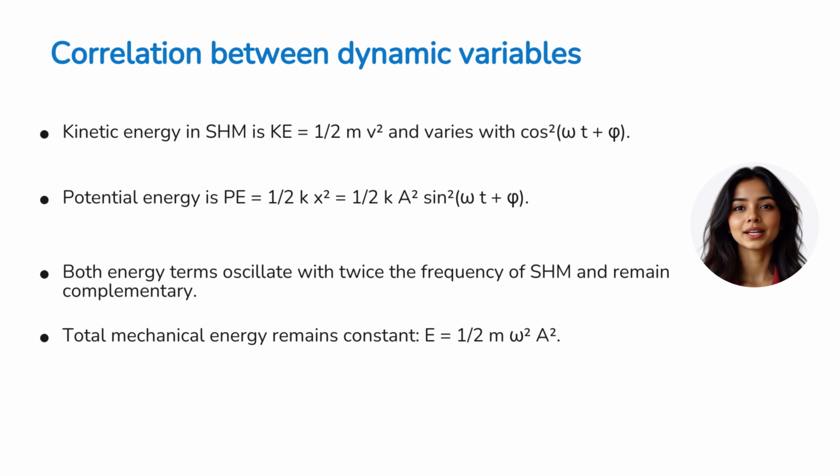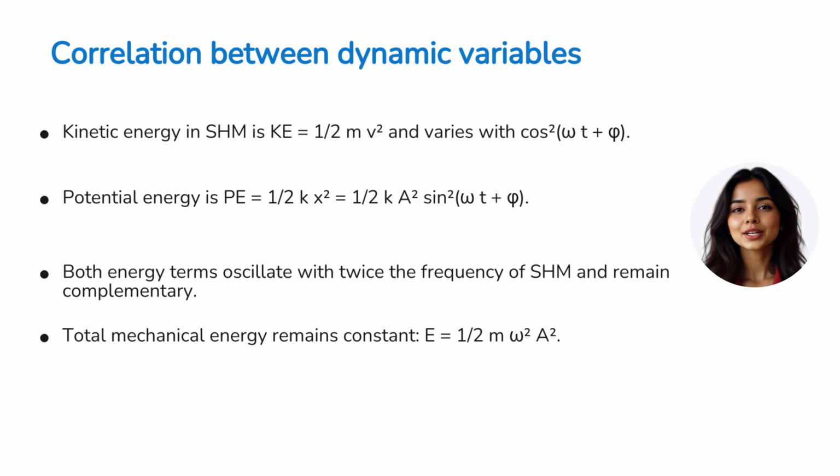Kinetic energy in simple harmonic motion is given by 1/2 times mass times velocity squared. Because velocity varies as cosine of omega t plus phi, kinetic energy oscillates like cosine squared of omega t plus phi. Potential energy, on the other hand, is 1/2 times the spring constant k times the displacement squared, or 1/2 k times capital A squared times sine squared of omega t plus phi, since displacement is sine of omega t plus phi. Notice that kinetic and potential energies are complementary, they trade off like two sides of a coin.